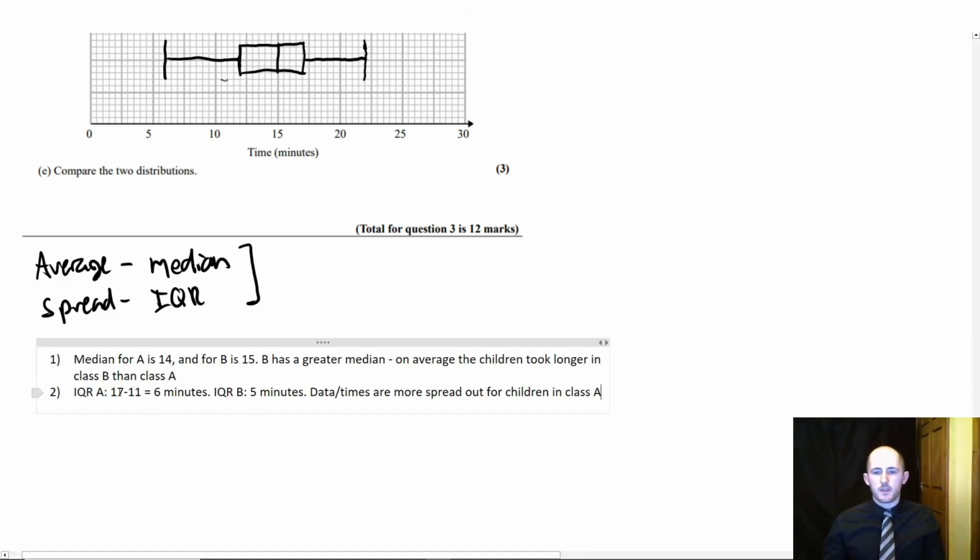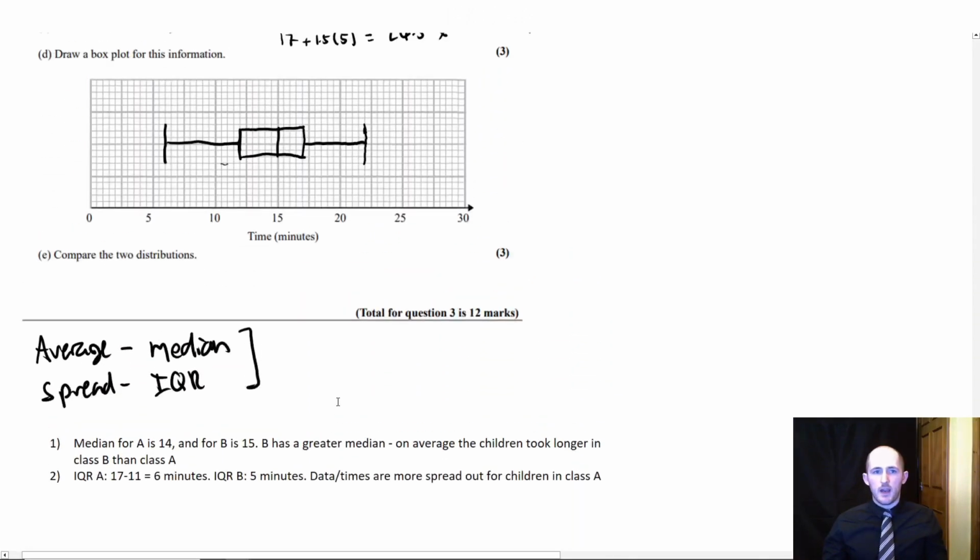And that's it. So again, you do get marks for working out the interquartile range, but this here gives me 3 marks because we have this comparison. That's all you need to talk about, median and spread. So average and spread, and that's all you need to do. Anyways, that's it for this lesson.